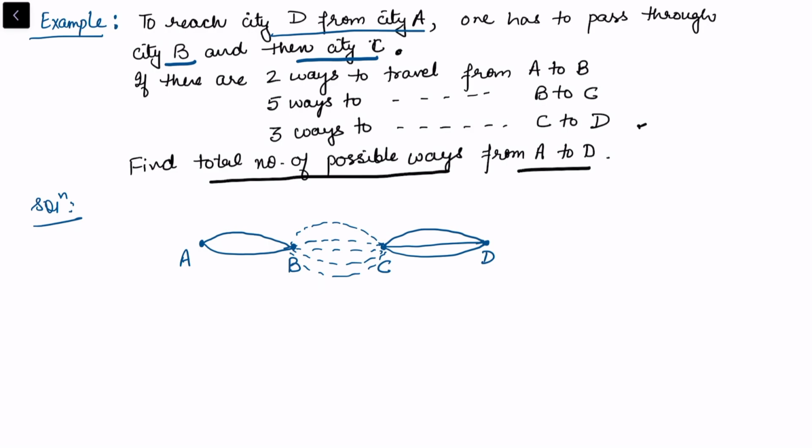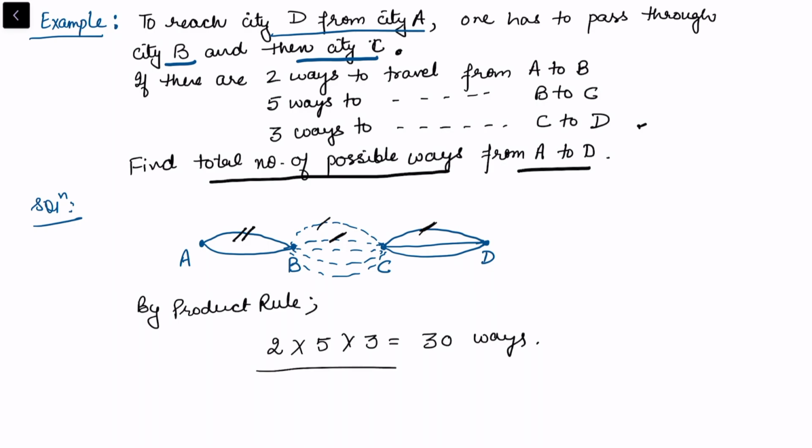From the diagram you can see that this is sequential counting. If you start with any one path, and then you choose another path, and then you choose this path, it depends upon the ordering also. So by the multiplication rule, or simply the product rule, let us apply it. There are 2 ways from A to B, 5 ways from B to C, and 3 ways from C to D. So in total there are 30 ways by which a person can travel from A to D.